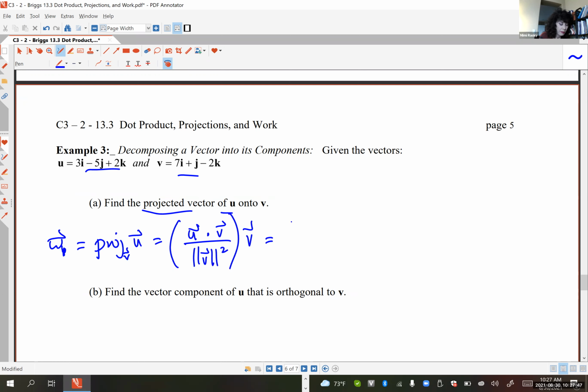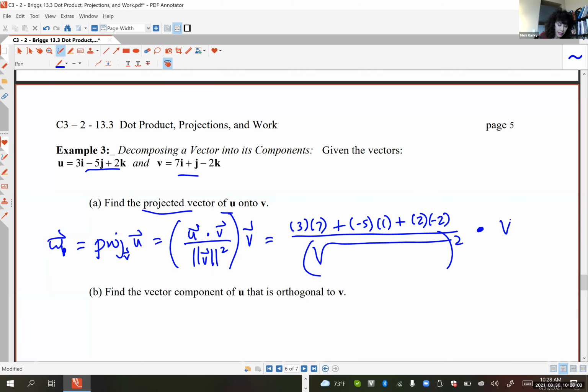So I'm going to take the product of the x components, 3 times 7, plus the product of the y's, -5 times 1, plus the product of the z components, 2 times -2, all over the magnitude of V squared. And then this is multiplied by V. I'll just leave it as V for now, and then I'll bring them in later. So V's magnitude is the square root of 7 squared plus 1 squared plus 2 squared. 49 plus 1 plus 4.